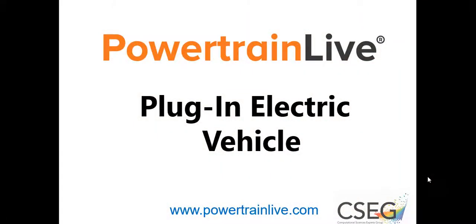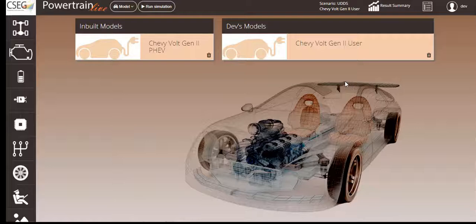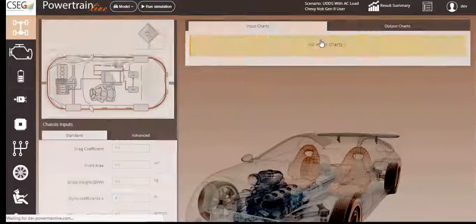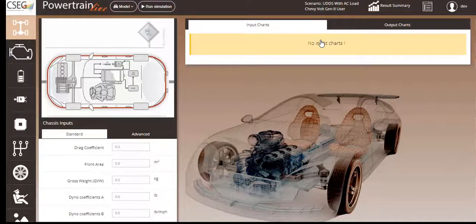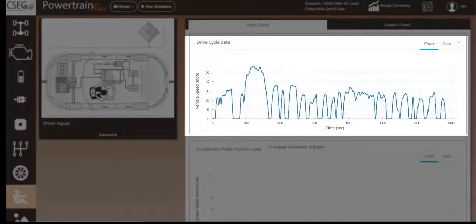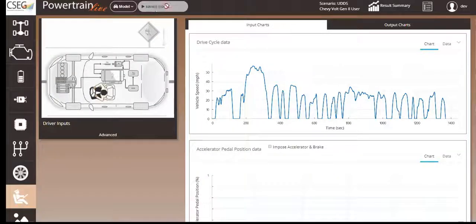Now let's look at the AC compressor load impact on a plug-in hybrid vehicle. Shown here are the performance characteristics of a popular plug-in hybrid vehicle. Let's run the full vehicle model for the UDDS drive cycle, with and without AC compressor load, to see what the typical results look like.